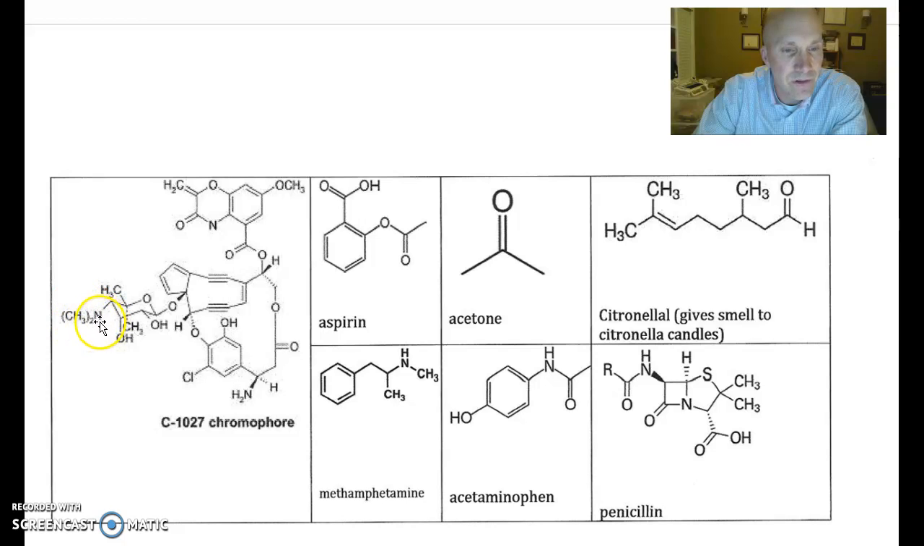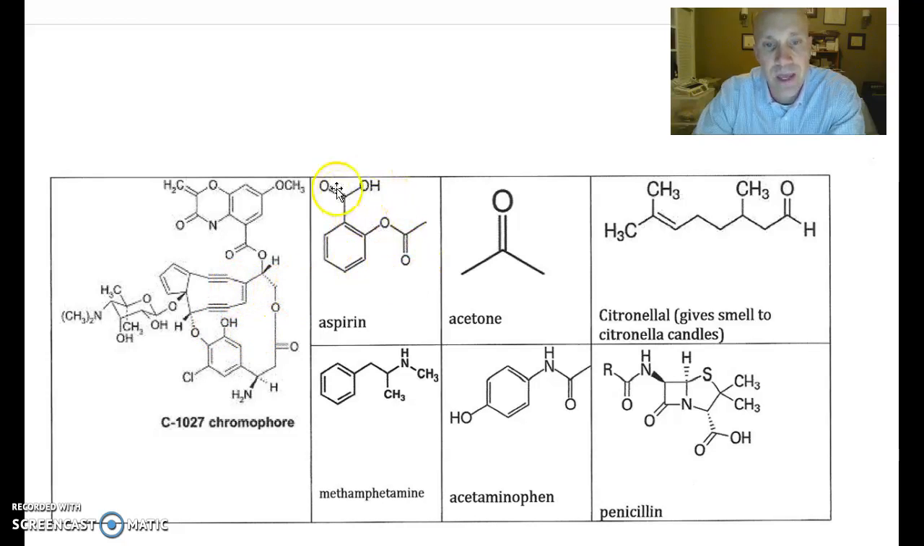Here's a nitrogen that's got actually one, two, three. There are two methyl groups coming off of that, and then it's bonded to this carbon right here. So there are three carbons directly connected to that nitrogen, so that would be considered a tertiary amine. If you look hard enough, you might be able to find some more examples.